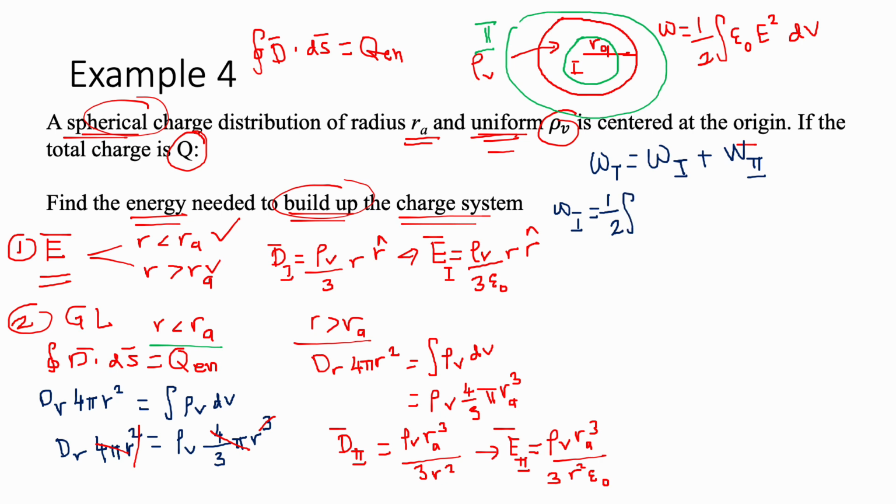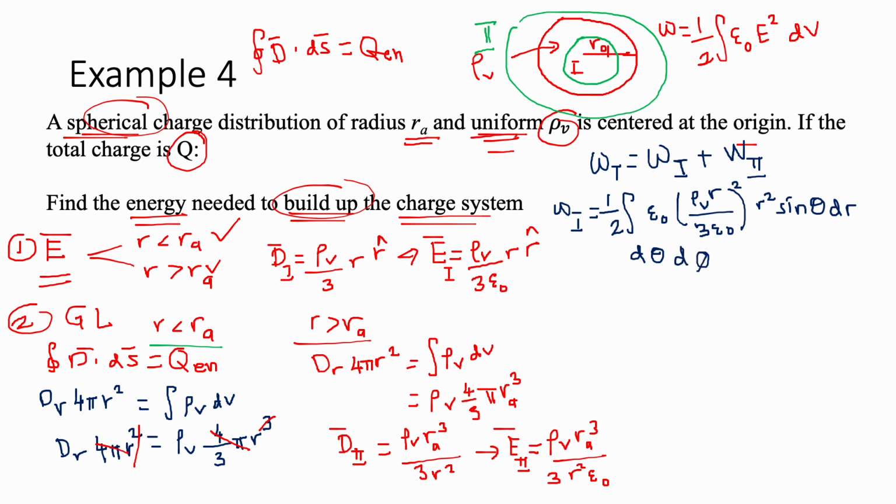Half integration of epsilon naught, rho v r over 3 epsilon naught, squared, and the dv is r squared sine theta dr d theta and d phi. Okay, so proceed with your calculation.